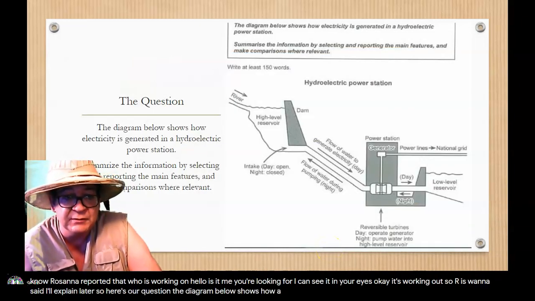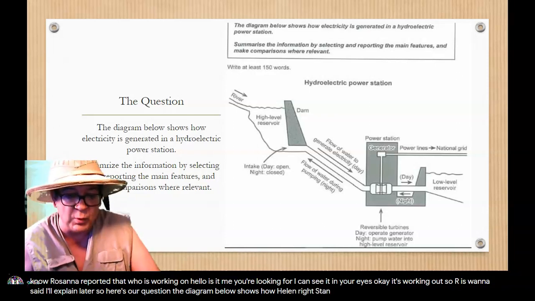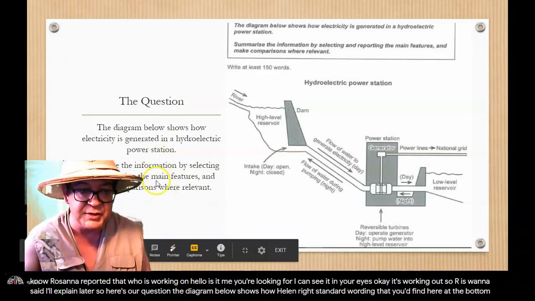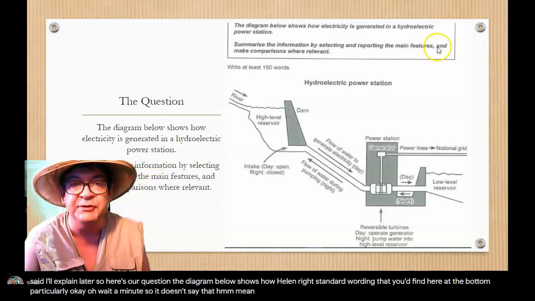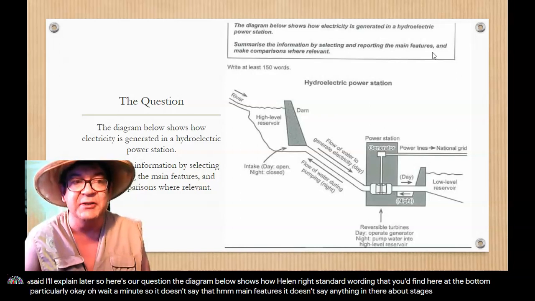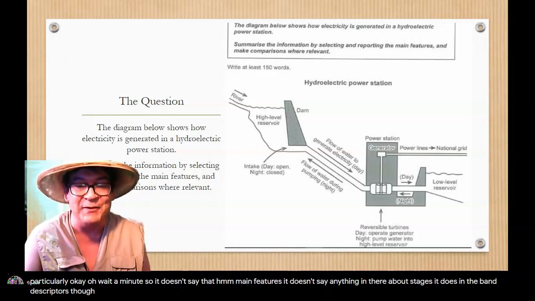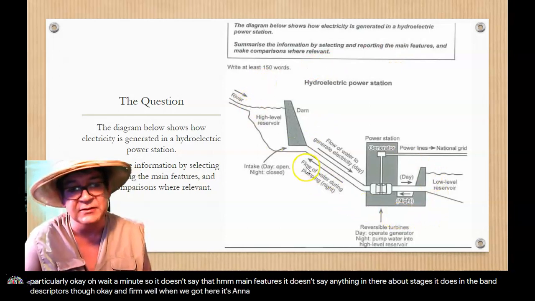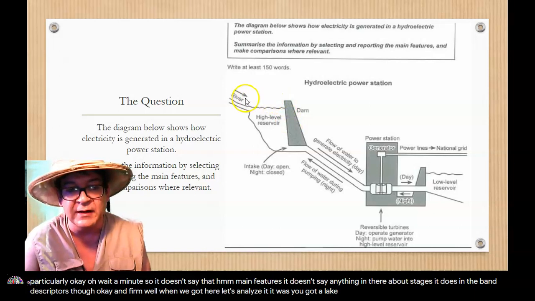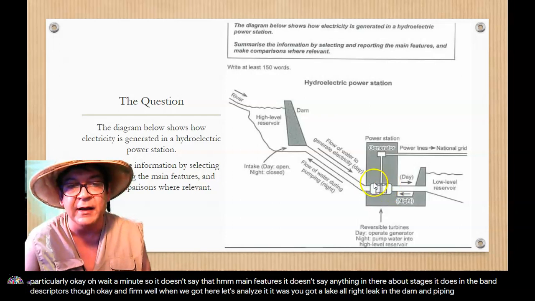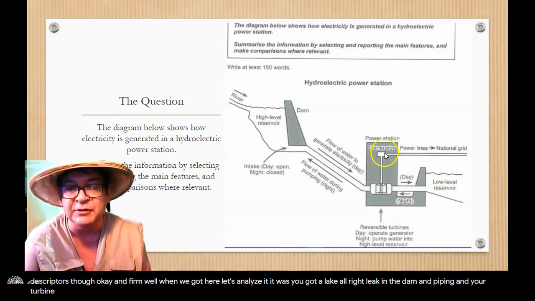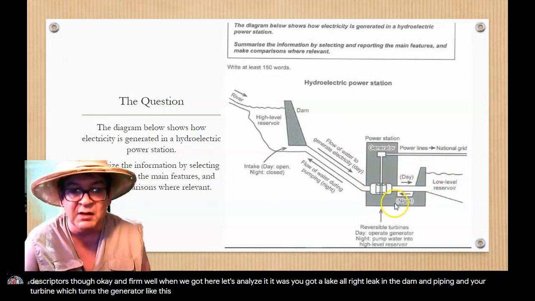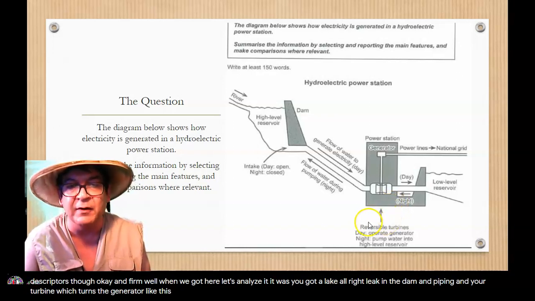So here's our question. Below shows how. Standard wording that you find here at the bottom. Main features. It doesn't say anything in there about stages. It does in the band descriptors, though. Let's analyze it. You've got a lake and a dam, and some piping. And here's your turbine, which turns the generator.